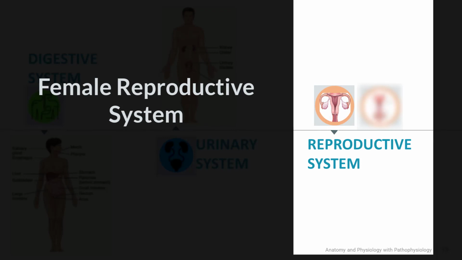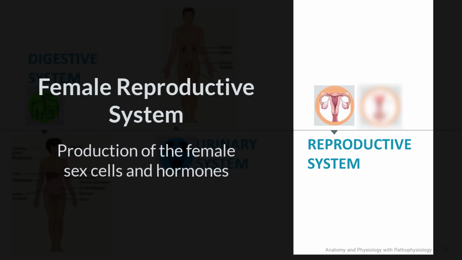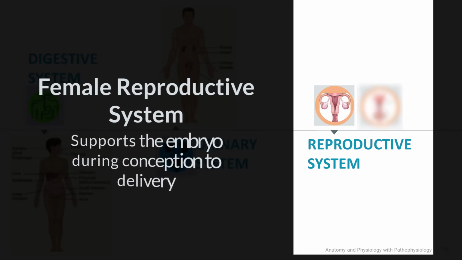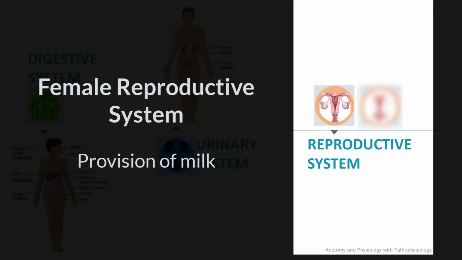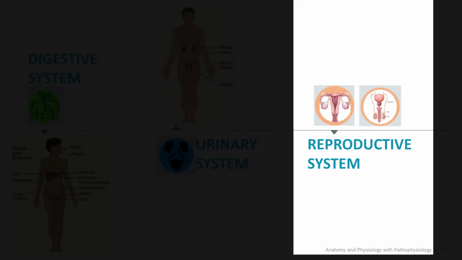The female reproductive system consists of the ovaries, uterine tubes, uterus, vagina, labia, clitoris, and the mammary glands. The female reproductive system is responsible for the production of the female sex cells and hormones, and it also supports the developing embryo from conception to delivery, and it is also responsible for the provision of milk to nourish the newborn infant.